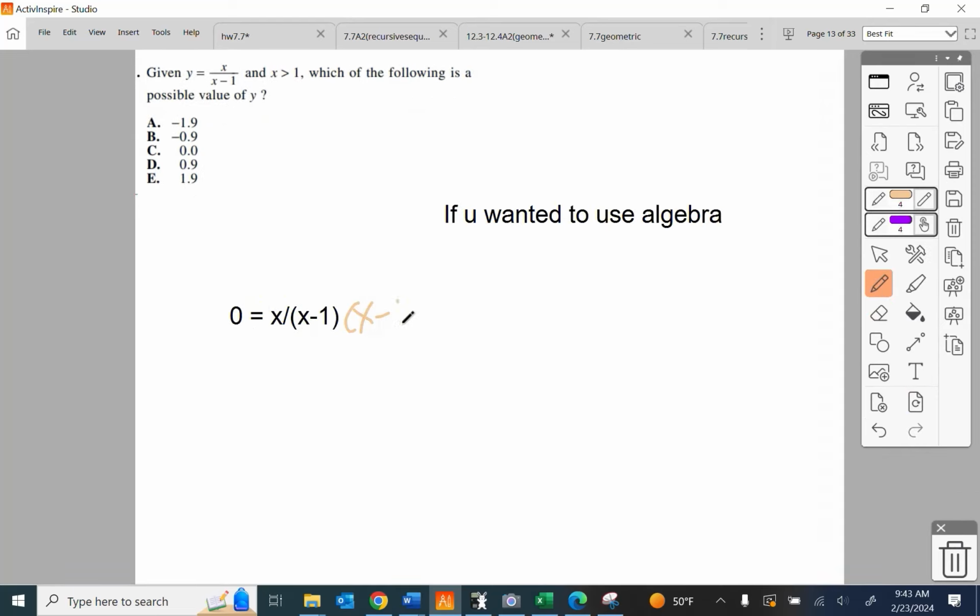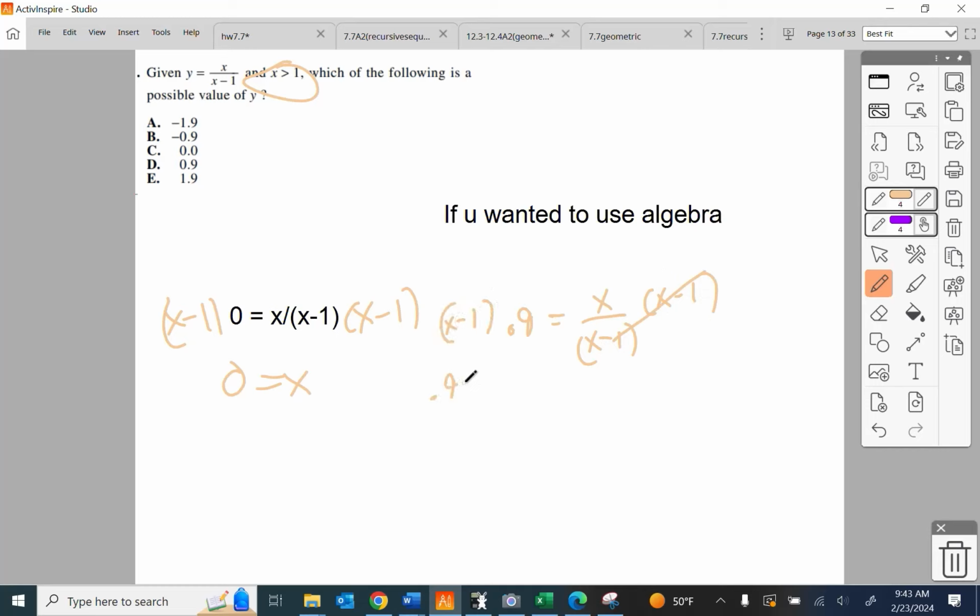You'd multiply both sides by x minus 1 to get your cancellation. And you'd have 0 is x, which is not possible because x has to be bigger than 1. And then maybe you plug in 0.9. 0.9 equals x over x minus 1. It's the same algebraic technique. You multiply by x minus 1 on both sides.